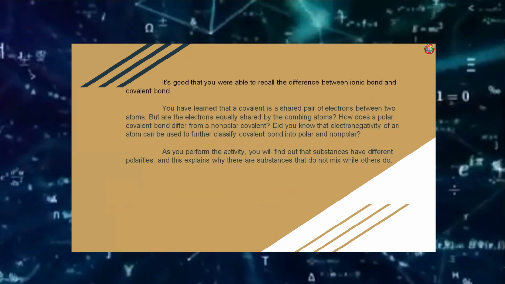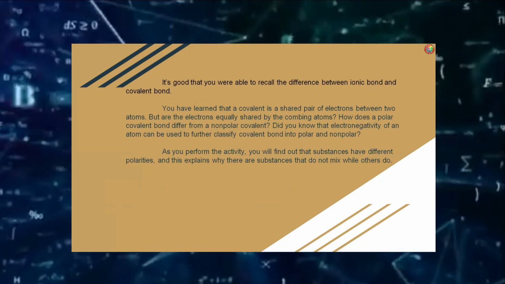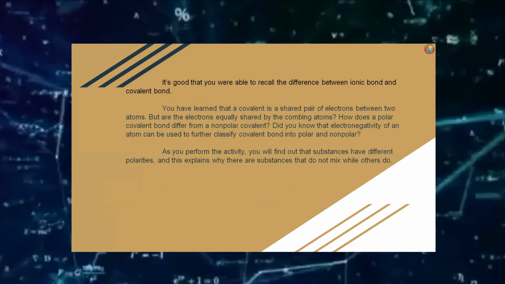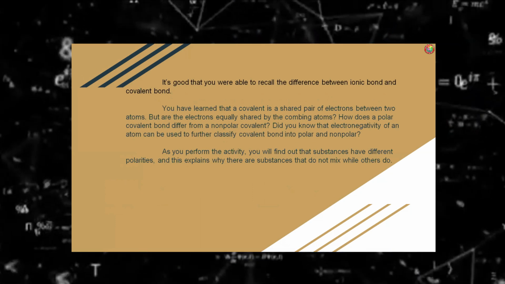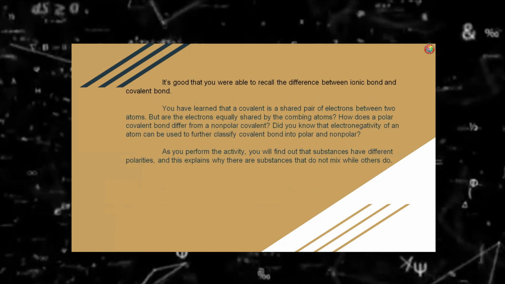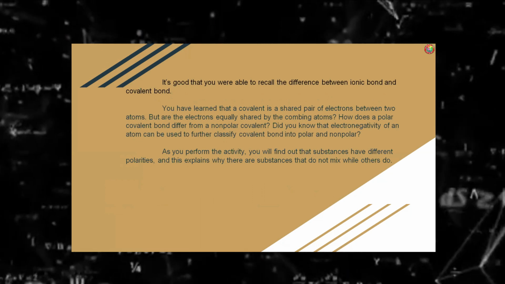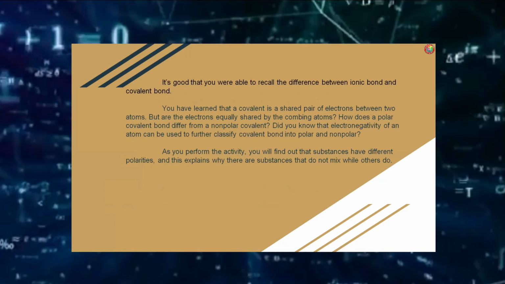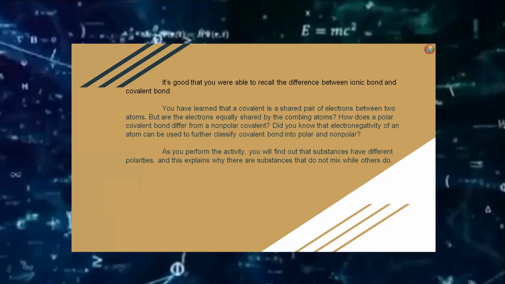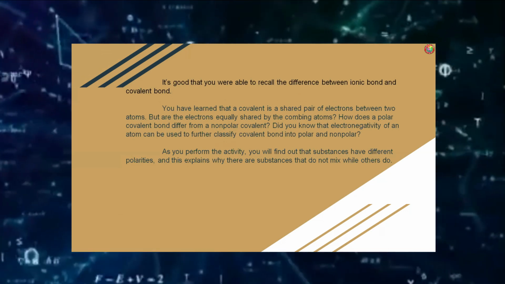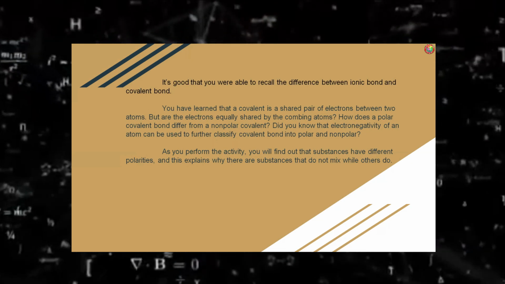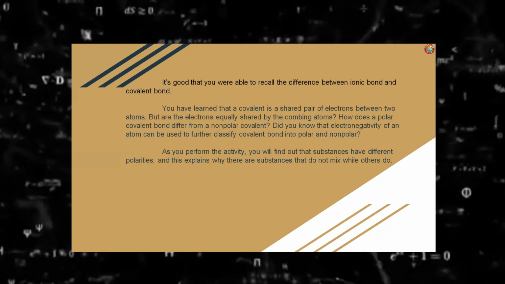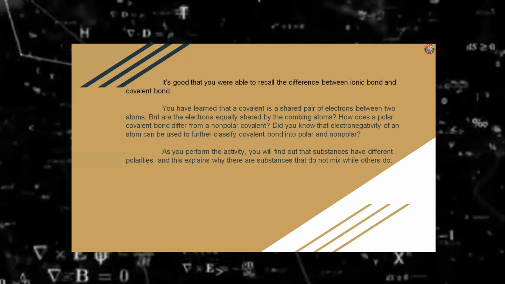It's good that you were able to recall the difference between ionic bond and covalent bond. You have learned that a covalent bond is a shared pair of electrons between two atoms. But are the electrons equally shared by the combining atoms? How does a polar covalent bond differ from a non-polar covalent bond? Did you know that the electronegativity of an atom can be used to further classify covalent bonds into polar and nonpolar? As you perform the activity, you will find out the substances have different polarities, and that this explains why there are substances that do not mix while others do.